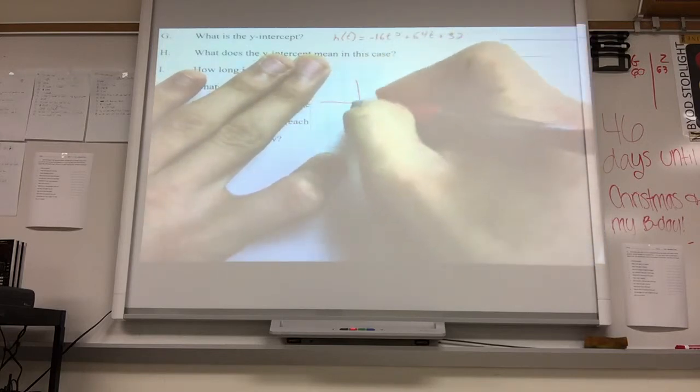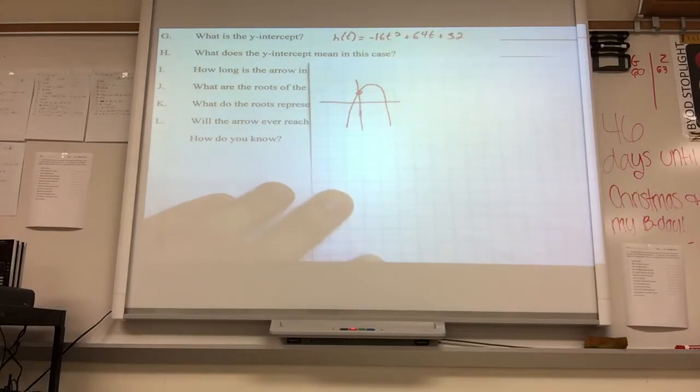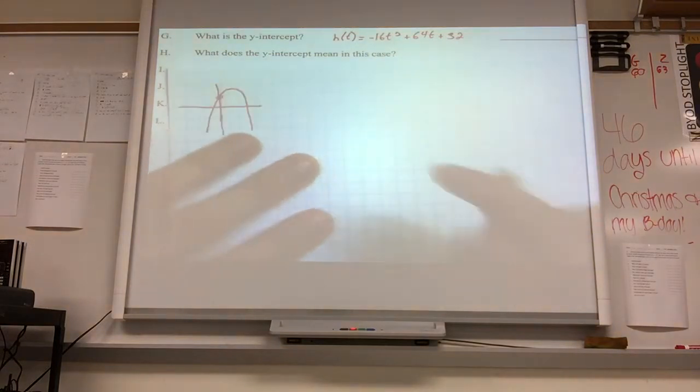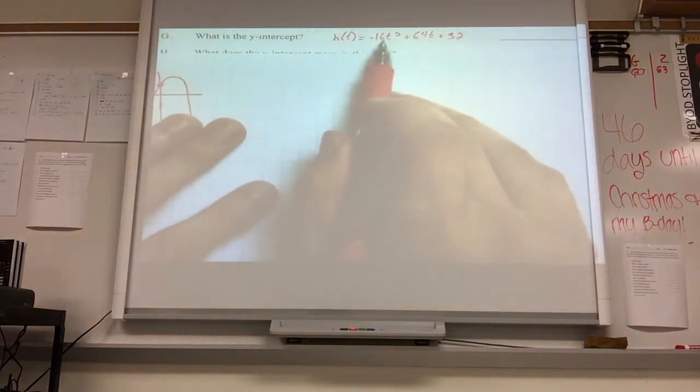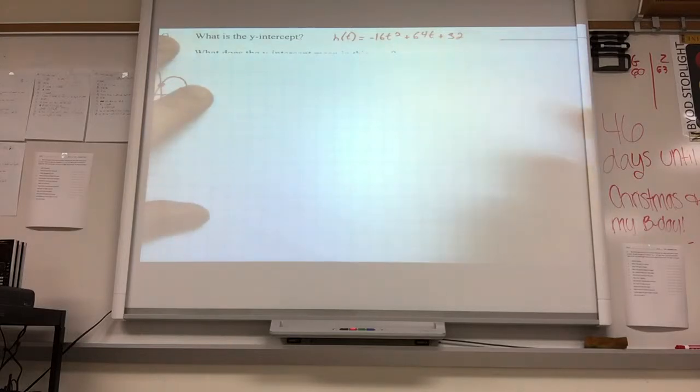The y-intercept is right there when x equals 0. Okay, so that's why you're plugging it in. So look, plug 0 in for all of the x values, or all the t's in this case. So 0 squared times negative 16, that's 0. Plus 64 times 0, 0. Plus 32. So what is the y-intercept?